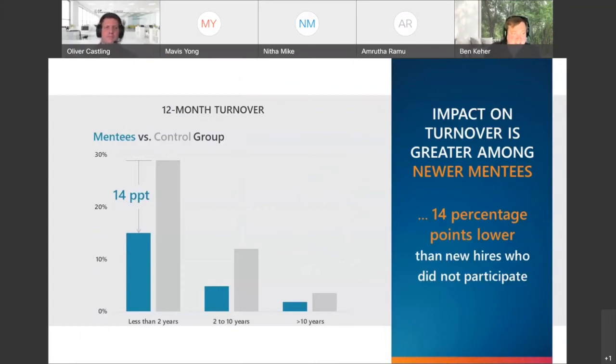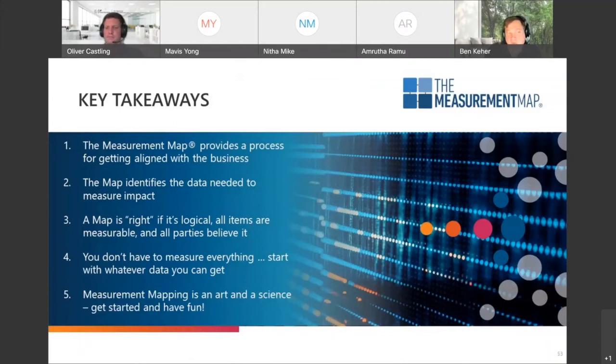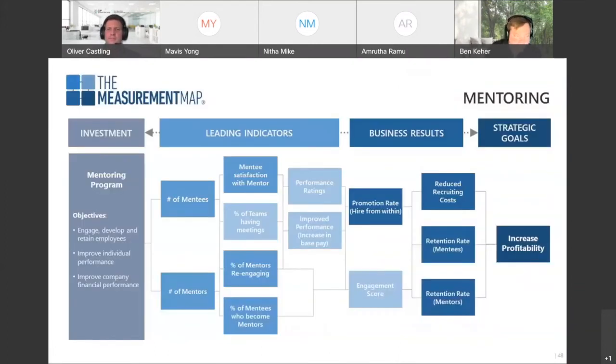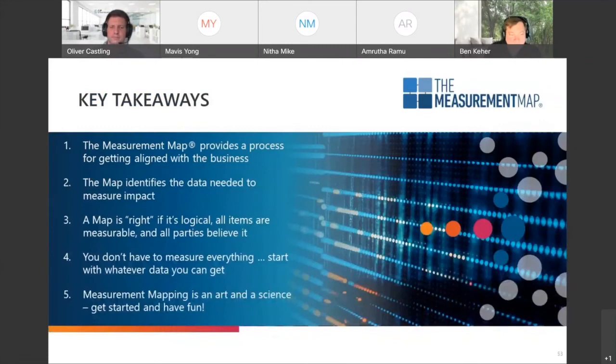What I hope you guys understand is that the measurement map provides a process for getting aligned with the business. The map identifies the data that we need in order to measure impact. A map is right if it's logical, if it's measurable, and if all parties believe it, right? So you saw in that mentoring example, we were able to say, hey, you know what? We didn't believe that some of this was going to work. Let's modify it. You don't have to measure everything. Start with whatever data you can get.